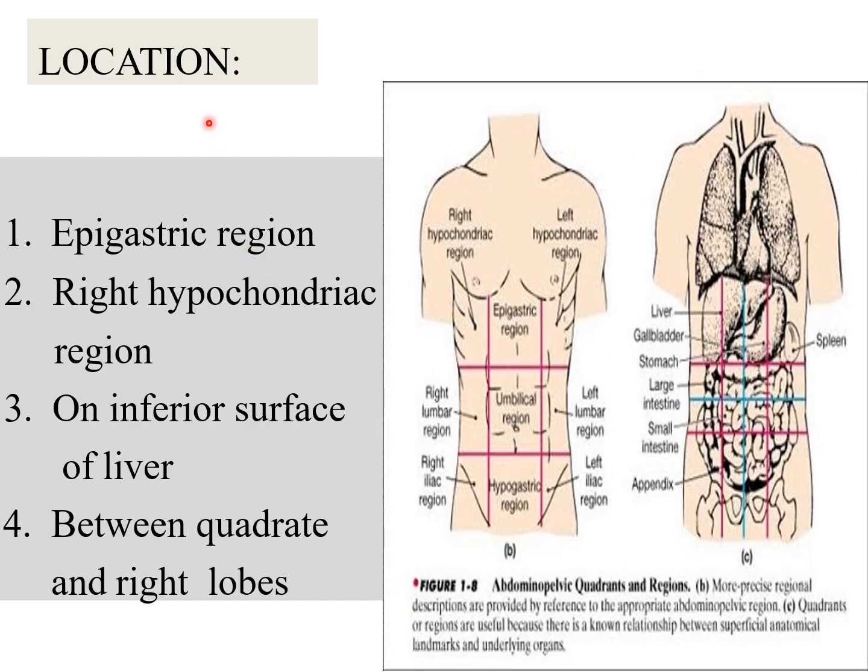About the location of gallbladder. It occupies epigastric regions, right hypochondriac region, inferior surface of liver and between quadrate and right lobes of liver. Here you can see the 9 regions of the abdomen. The 3 upper regions are right hypochondriac, epigastric and left hypochondriac. Here, this is the location of gallbladder. It occupies the right hypochondriac and epigastric region of the upper abdomen.